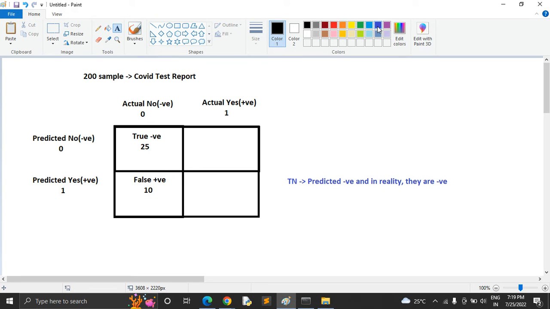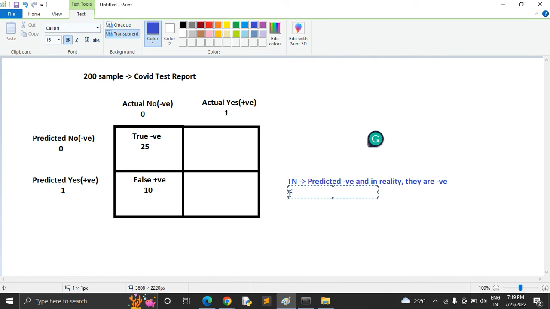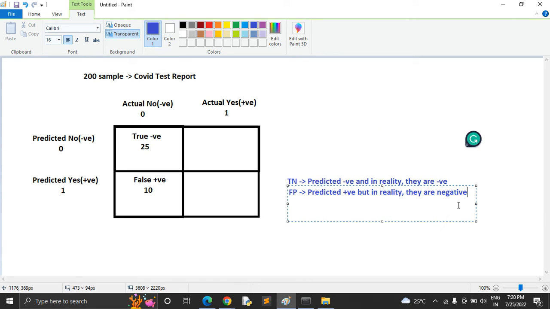All right. So this is the second scenario, false positive, FP. That is, the model predicted that the patients are positive, but in reality they are negative. They don't have COVID. That is false positive.